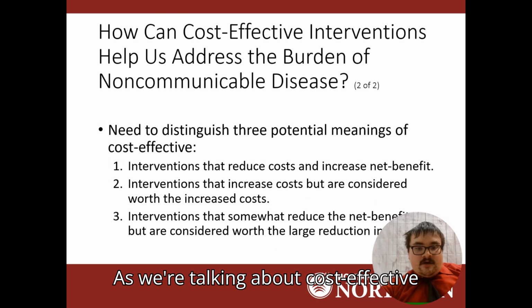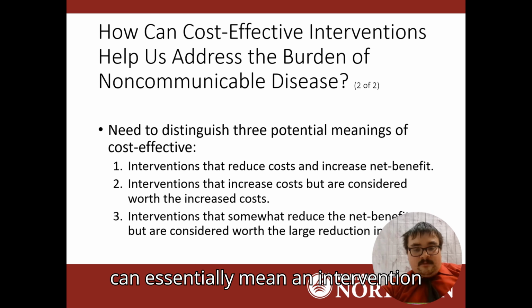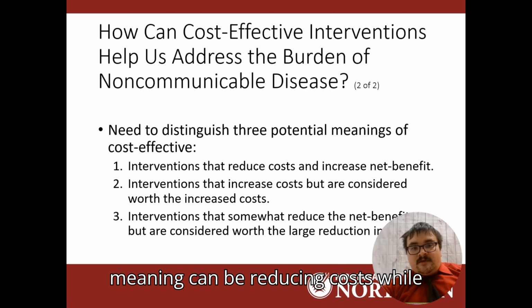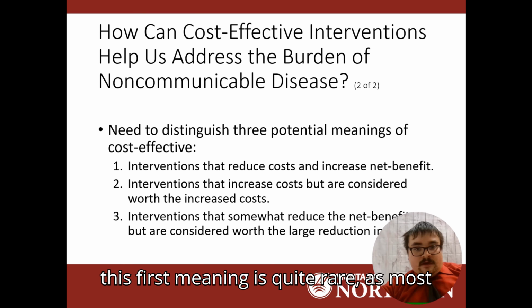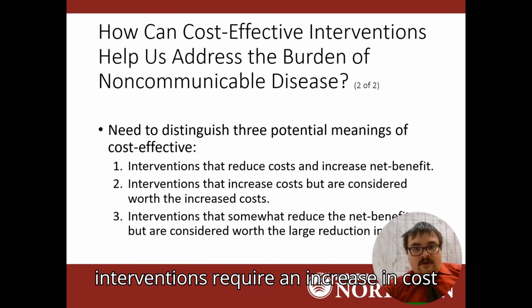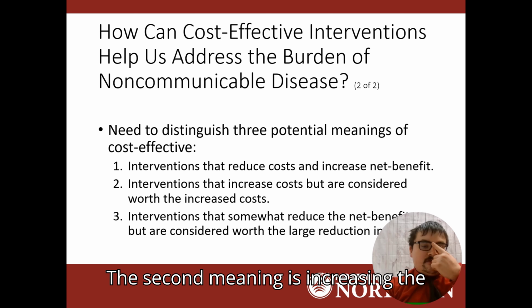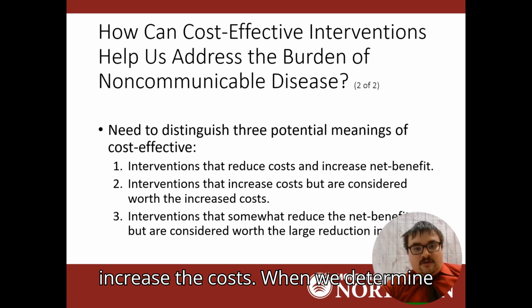As we're talking about cost-effective interventions, there are 3 ways we can essentially mean an intervention being cost-effective. So the first meaning can be reducing costs while increasing net benefit. And this first meaning is quite rare, as most interventions require an increase in cost to achieve better effectiveness. The second meaning is increasing the cost, but it's still worth the investment. Because in most cases, to increase effectiveness, we need to increase the costs.